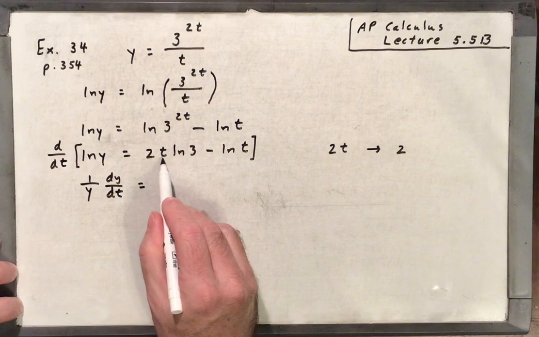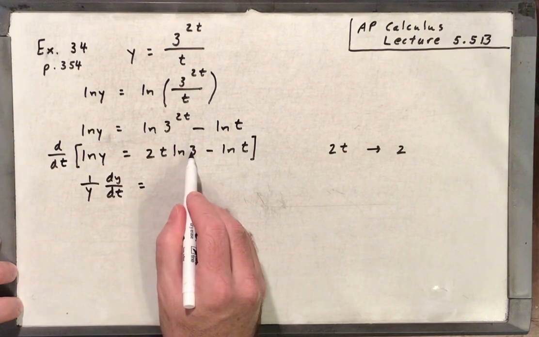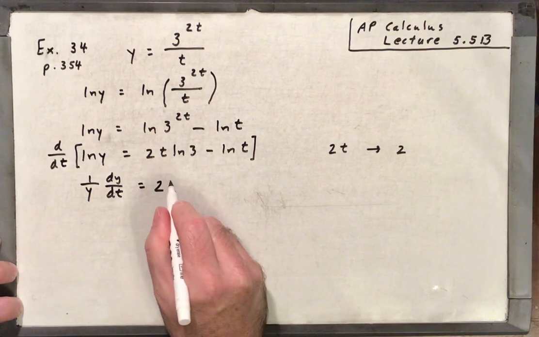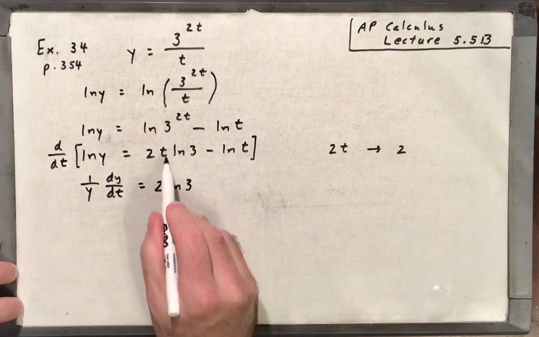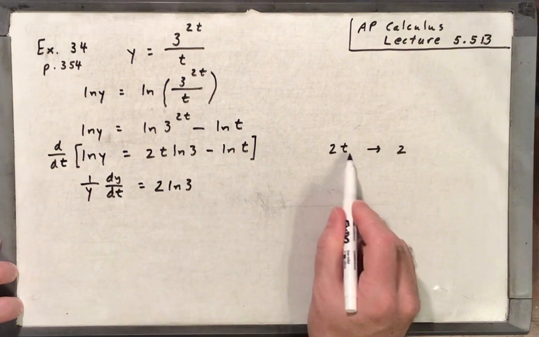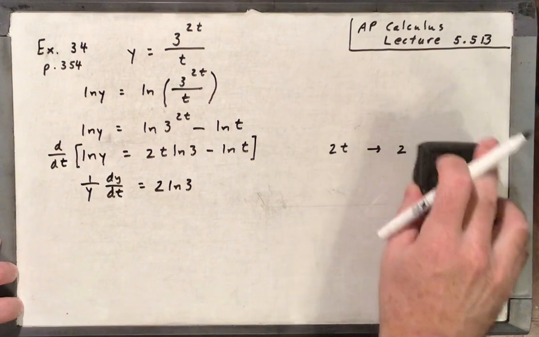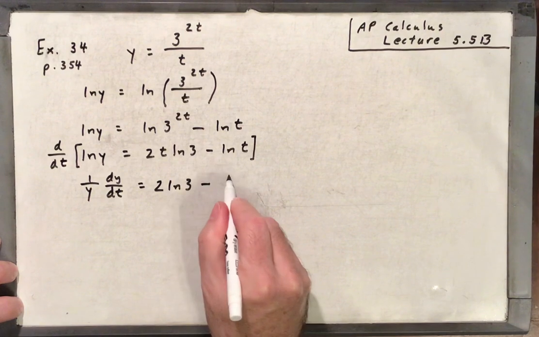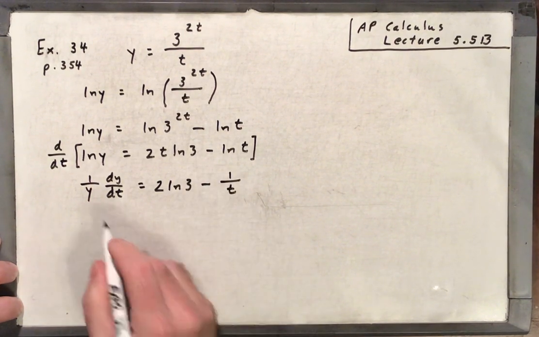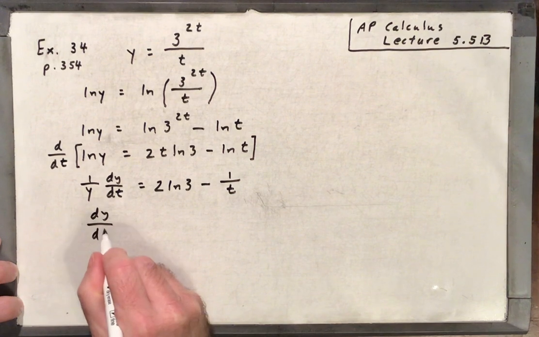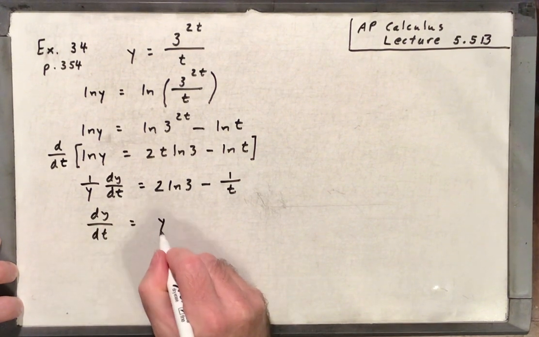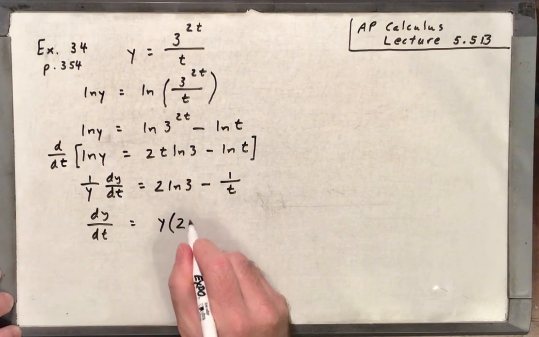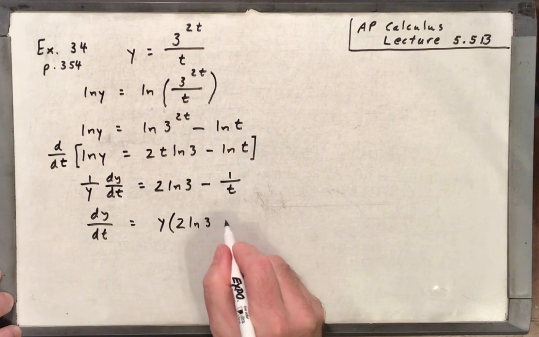So when you take the derivative of this, it just looks weird because the natural log 3 part is on the other side of the t. The derivative is just 2 natural log 3. Okay, the t goes out just like if it were 2t. Then the derivative of the natural log of t would be minus 1 over t. So dy dt is equal to y, multiply both sides by y, times 2 natural log 3 minus 1 over t.